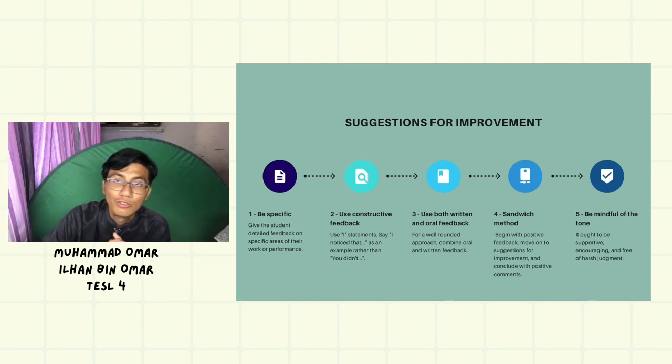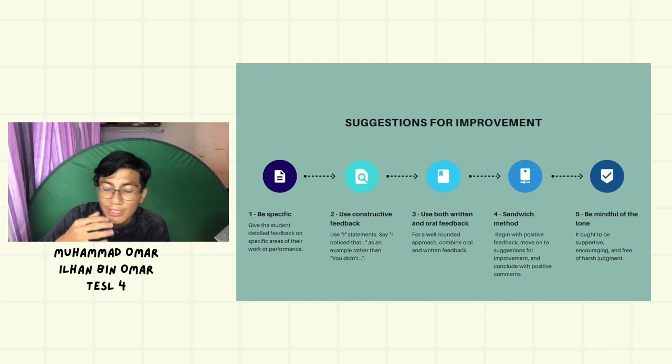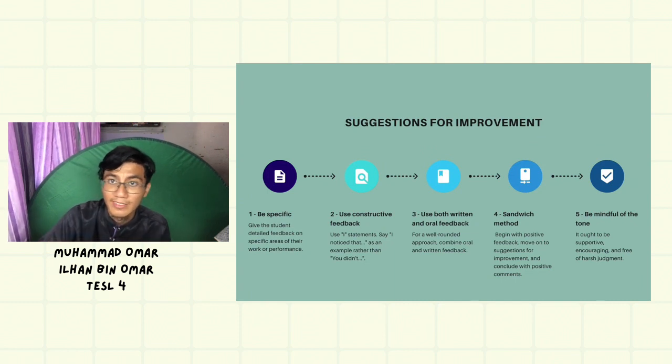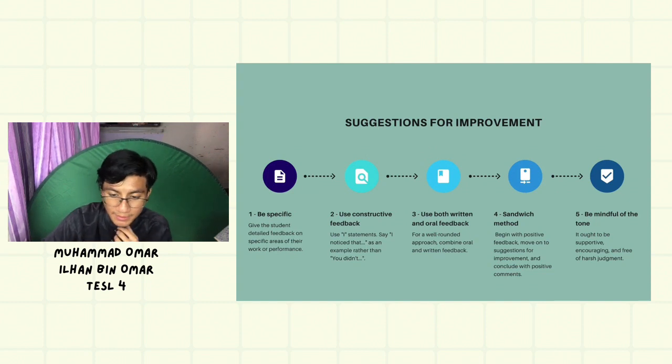Number 2, use constructive feedback. When providing constructive criticism, pay attention to the action or product rather than the person. Teacher Matt should, instead of using a you statement, use an I statement. For example, I noticed that blah blah blah as an example, rather than you didn't do this. This is more effective since students will feel less embarrassed in front of others. Hence, they can accept the feedback better.